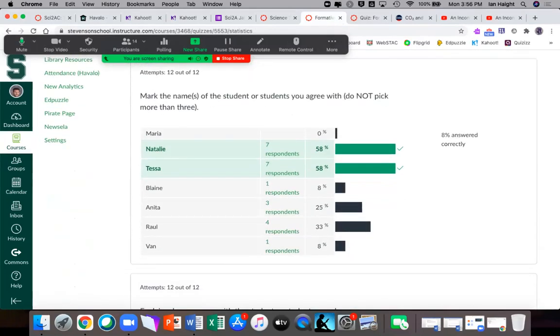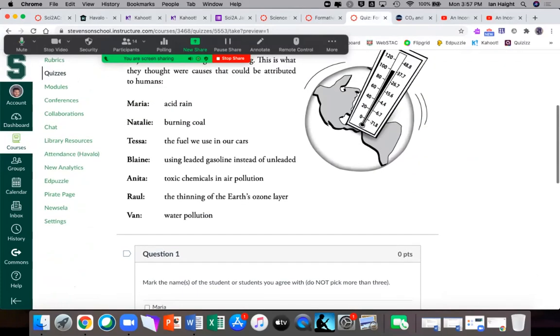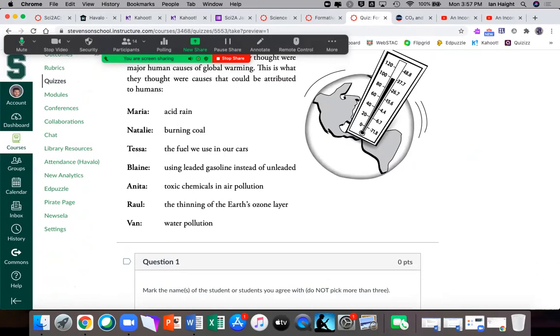So most votes went to Natalie and Tessa, which is awesome. So you guys definitely have a good understanding that it is a result of carbon dioxide, chiefly being released by, as Natalie says, burning coal, and as Tessa says, the fuel we use in our cars. Both of those are major contributors of CO2 in the atmosphere.